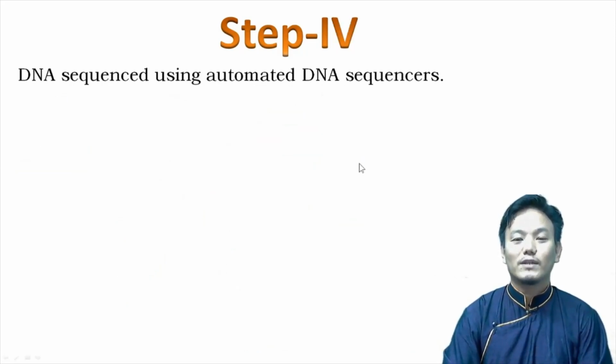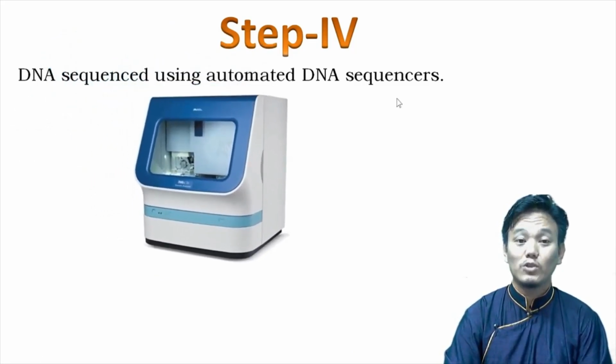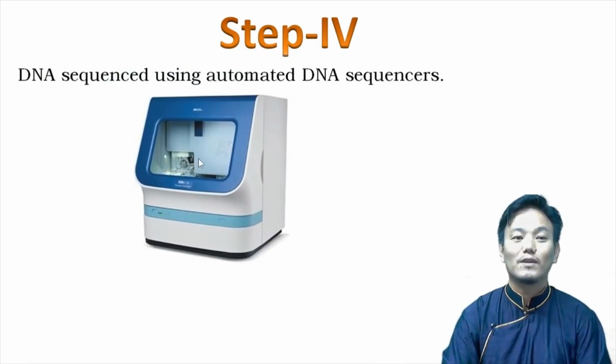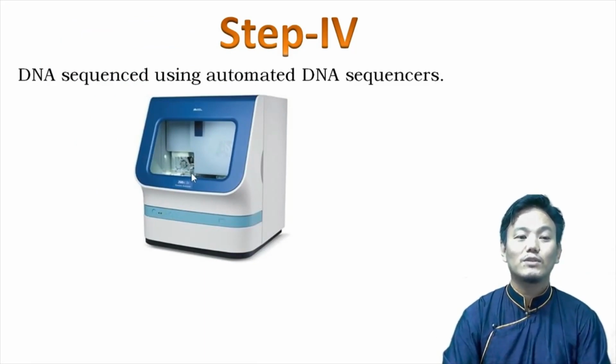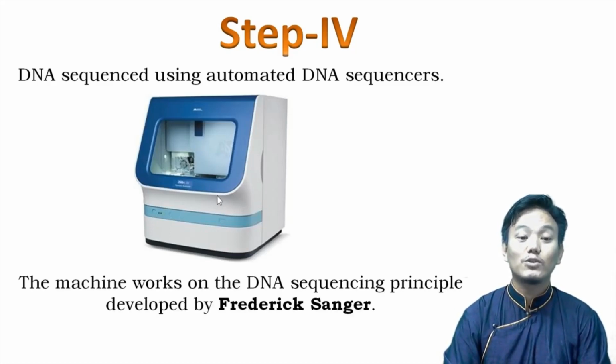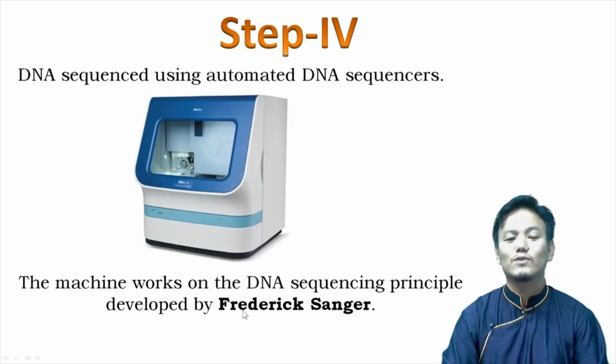After cloning the DNA fragments, you have to sequence the DNA using automated DNA sequencers, right? These machines can automatically sequence the small DNA fragments which are put into them. They sequence the DNA according to the principle proposed by Frederick Sanger, right? In higher classes you will learn about Sanger's method of DNA sequencing.